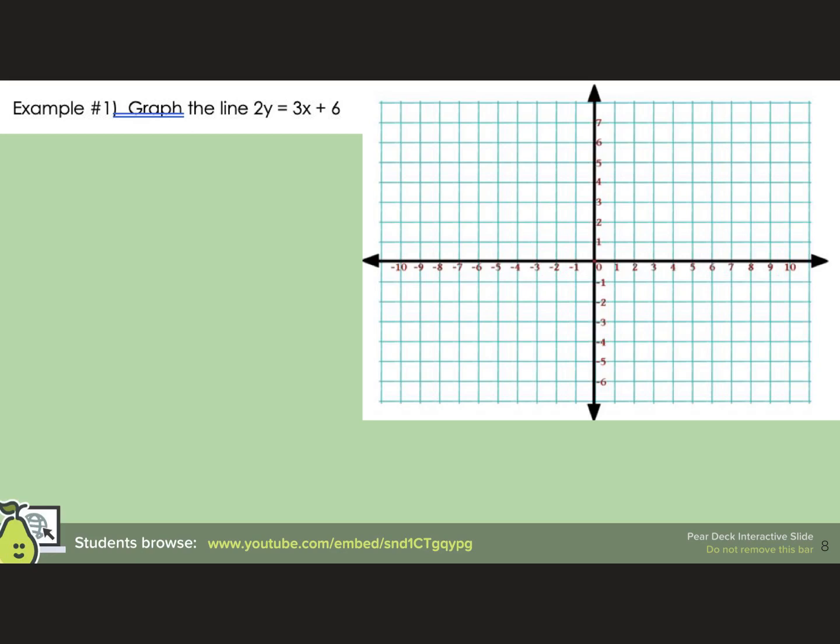All right, so example 1, we need to graph this line. Step 1, solve for y. This doesn't say y, it says 2y. Okay, so how do I get the y by itself? I need to get rid of that 2.